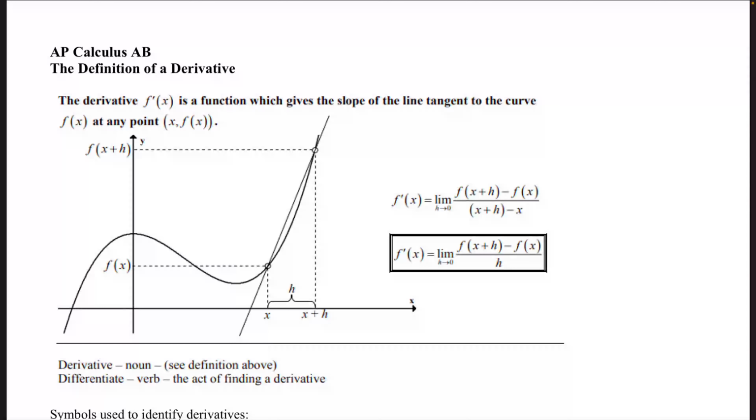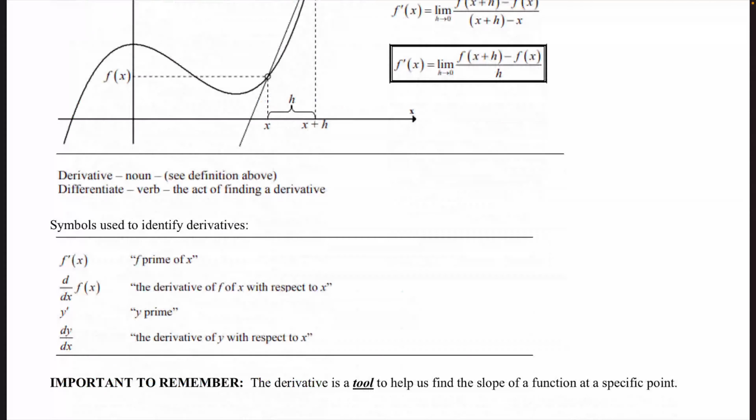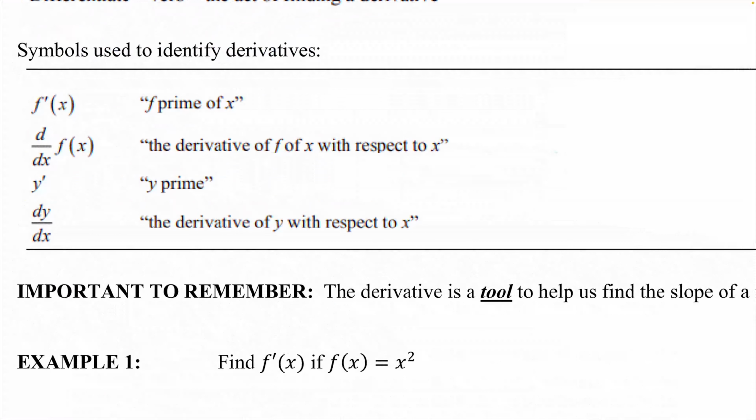So derivatives. So first of all, what is a derivative? We'll talk about that. But we have different notations for derivatives. So I'm going to jump ahead a little bit to the middle guy right here, the symbols used. You're going to see some symbols that you might not have seen before. They mean derivative. So all four of these, f prime of x, d over dx of f of x, y prime, dy over dx, they all mean derivative of some sort, okay?